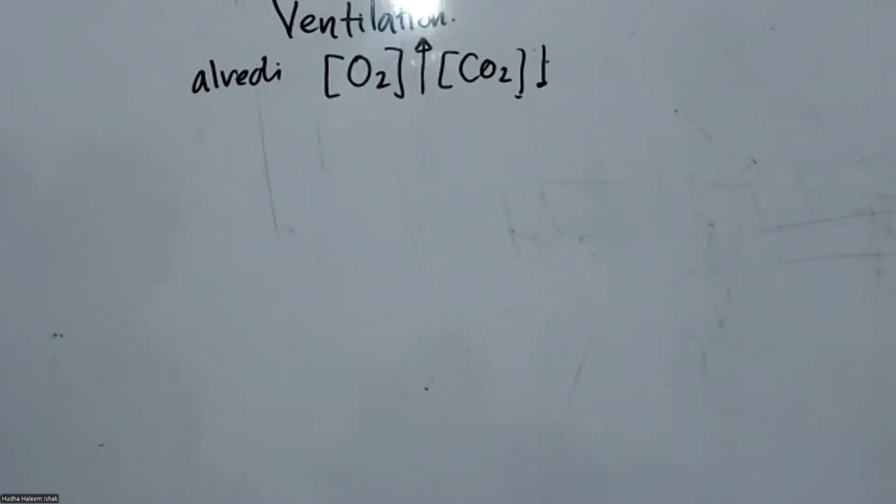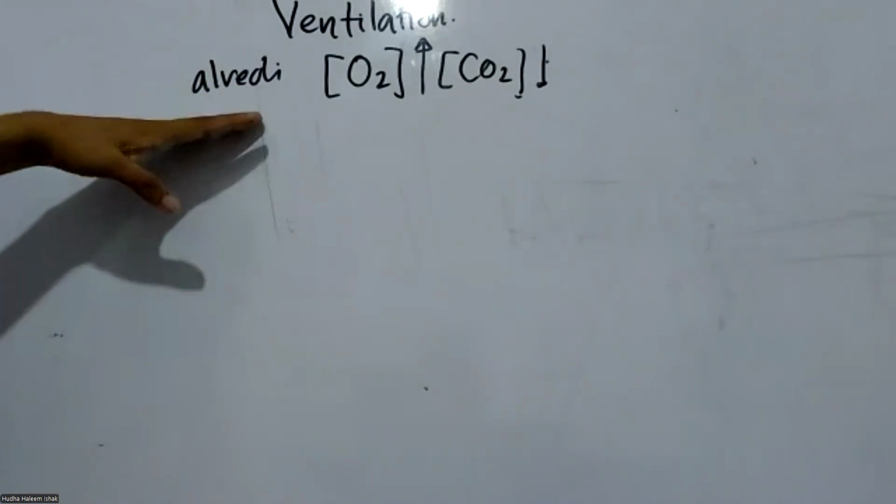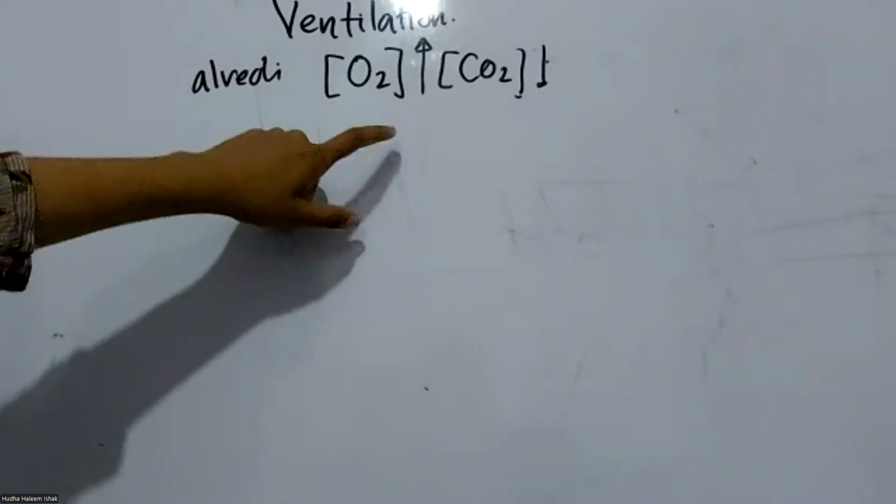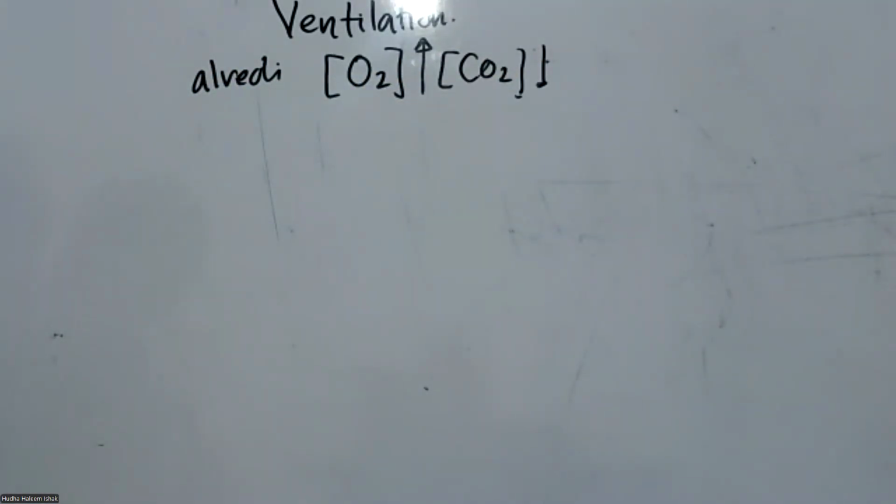Okay, in the alveoli, we have the gas exchange surface. Not the respiratory surface, it's the gas exchange surface, because gas exchange mainly takes place in alveoli. So in the alveoli, we have to maintain high concentration of oxygen and low concentration of what? Carbon dioxide. Okay. So this ventilation is accomplished by breathing.